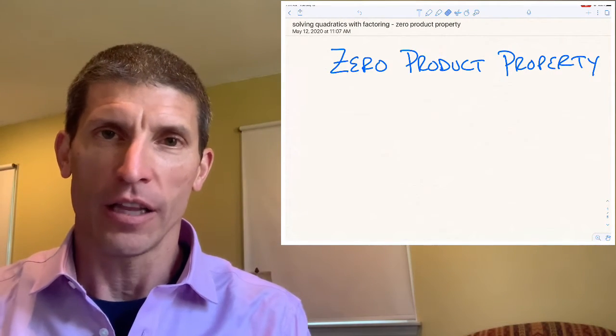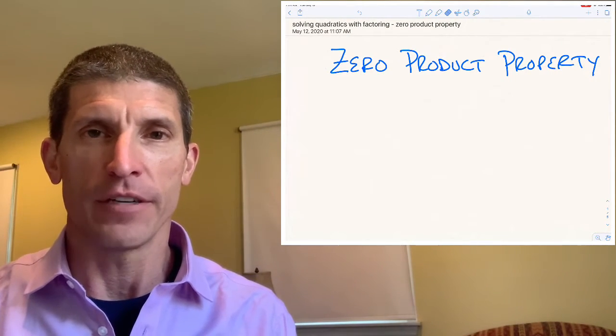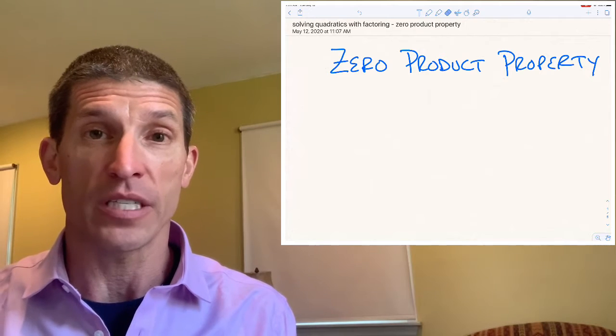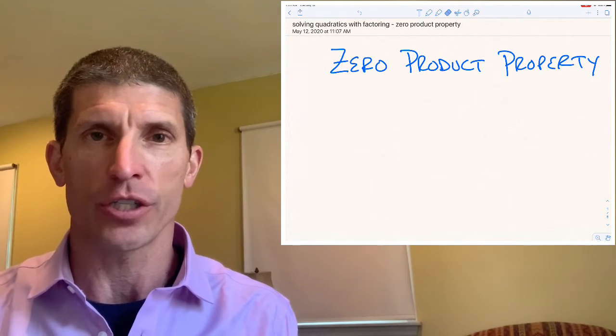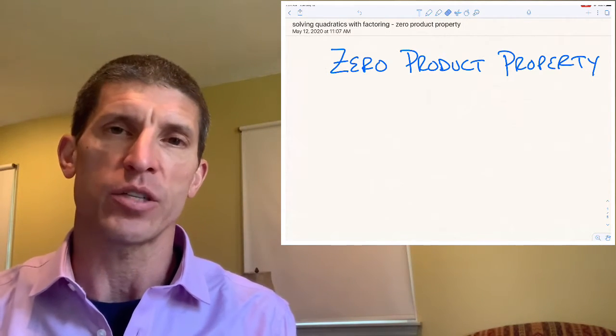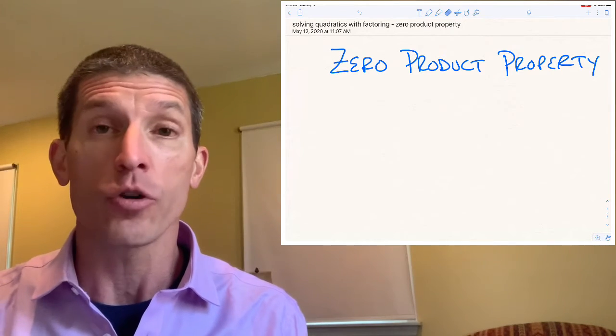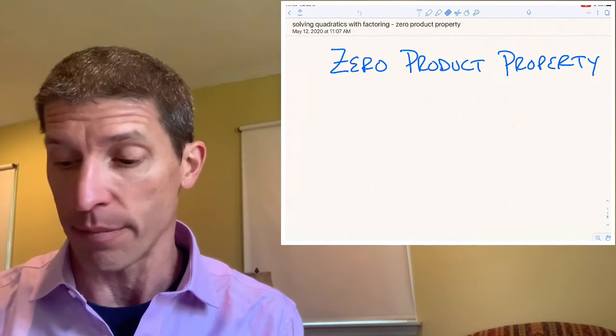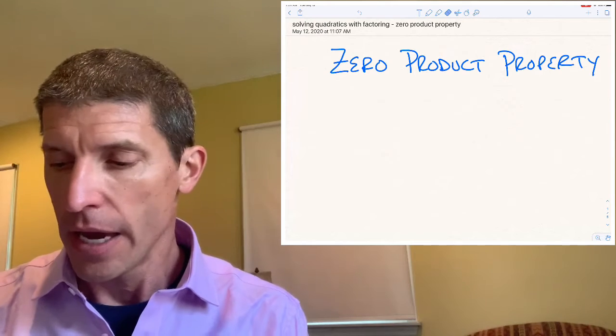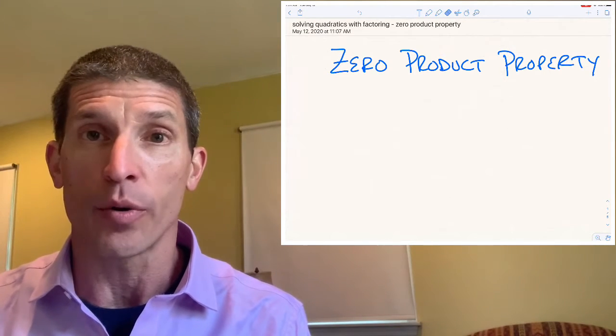You've been working on a lot of factoring, and we've not really done much with factoring besides use it to find some restrictions on denominators and to cancel out some rational expressions. Well, those are both good applications of factoring, but we're going to do another one today, and it's going to be based on this thing called the zero product property.